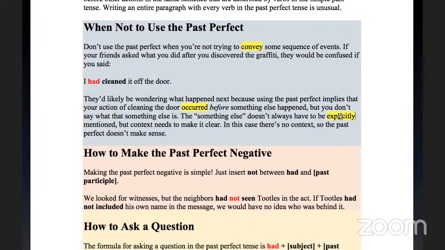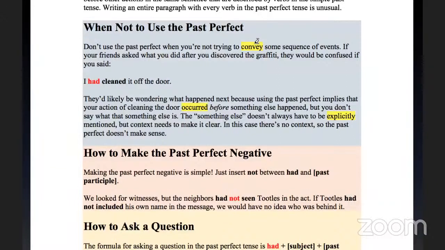Muy bien. So occur explicitly. Occur explicitly. Muy bien, and convey. Convey, okay. Muy bien, how to make the past perfect negative, Brandon?